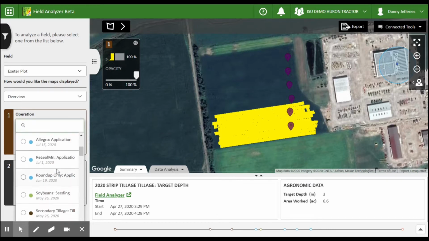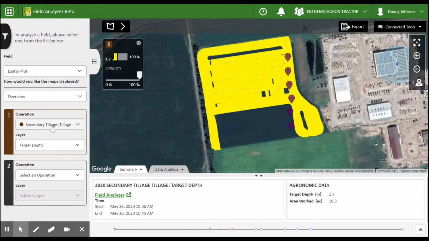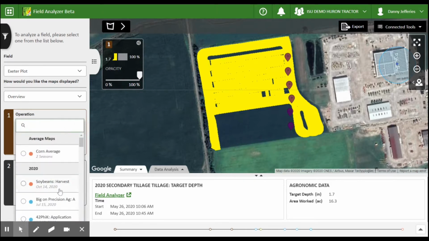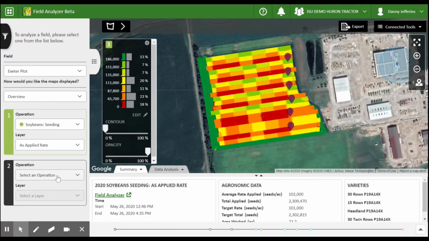Additionally, on those tilled areas, except the strip till, we performed some secondary tillage, so some cultivation in the spring before planting. So that's shown in that area there in yellow. So following cultivation on the same day, May the 26th, we planted our soybeans. So right now we're looking at the as-applied rate.